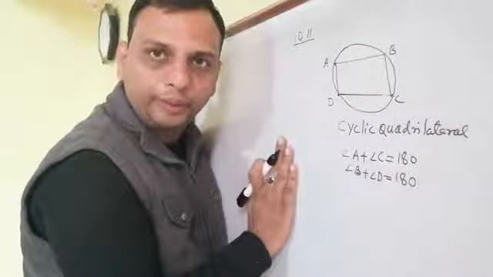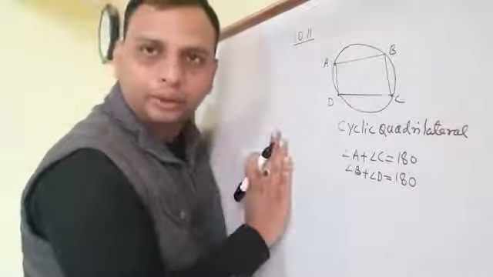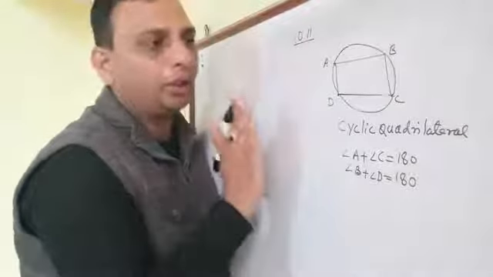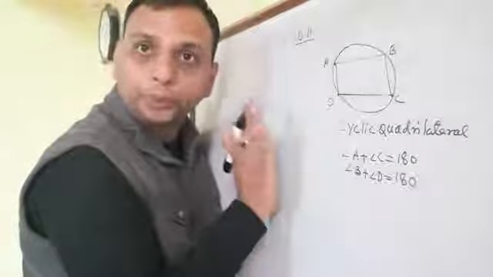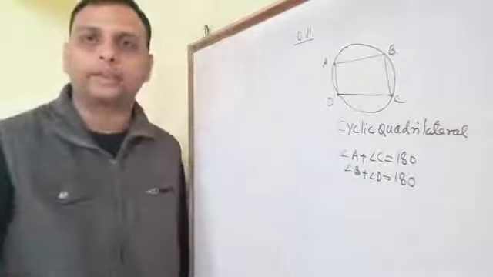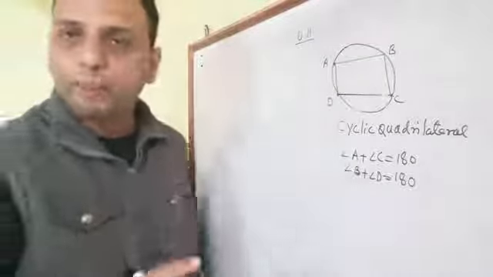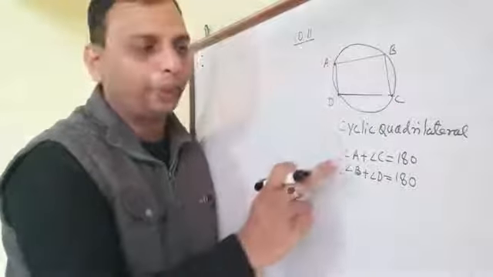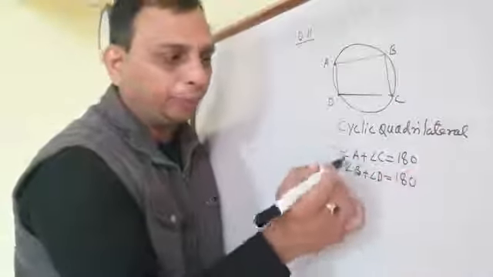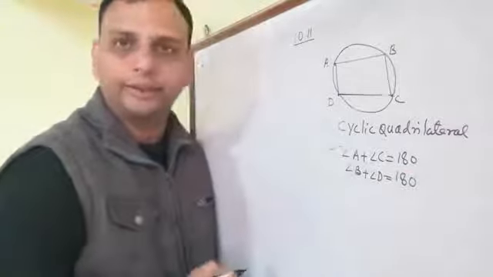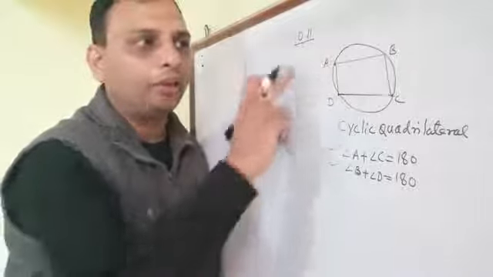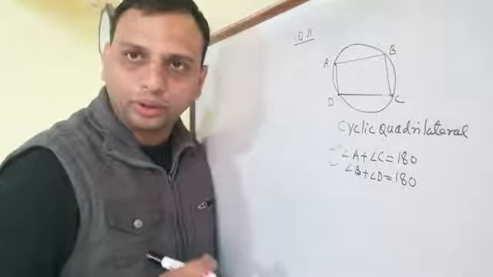Opposite angle sum will be 180 degrees, and the vertices should lie on the circumference of the circle, and we call it the cyclic quadrilateral. Now, the question comes to prove the cyclic quadrilateral. Then what do we have to prove? We have to prove that angle A plus angle C should be equal to 180. If we prove that angle A plus angle C is 180 degrees, or angle B plus angle D is 180 degrees, then we call it a cyclic quadrilateral.